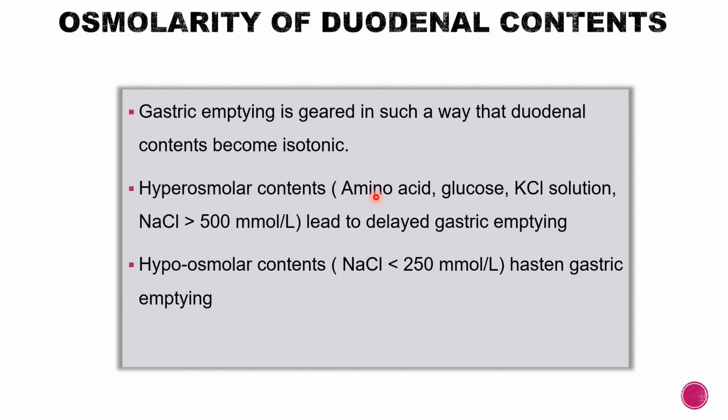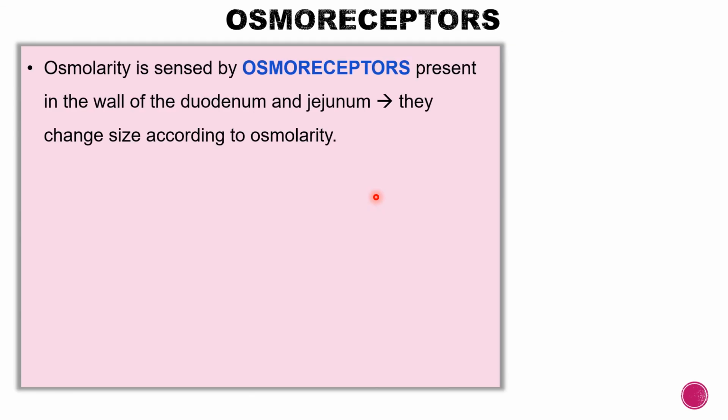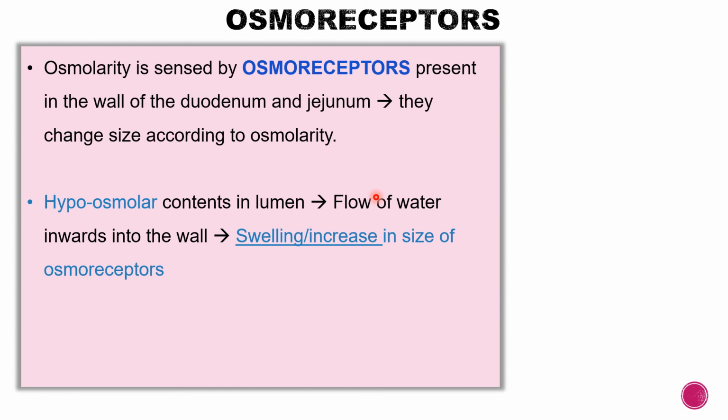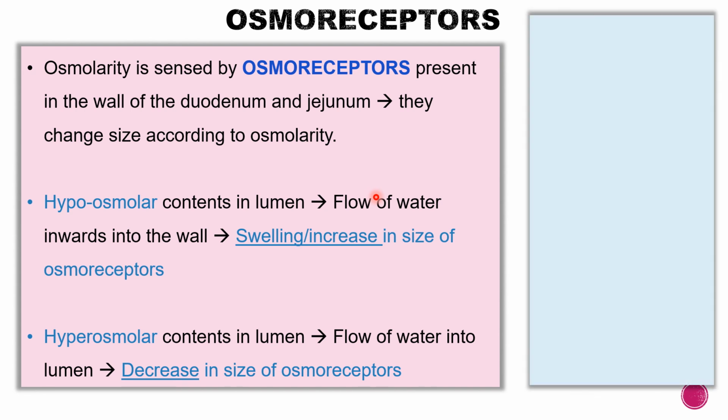So how do we know that the duodenal contents are hyperosmolar or hypoosmolar? These are detected by cells known as osmoreceptors, which are present in the wall of the duodenum and jejunum. These osmoreceptors change in size according to osmolarity. If the contents in the duodenum are hypoosmolar, water flows from the lumen into the wall. There is swelling or increase in size of the osmoreceptor. If there are hyperosmolar contents in the lumen, water flows into the lumen from the cells and there is a decrease in size of the osmoreceptors.